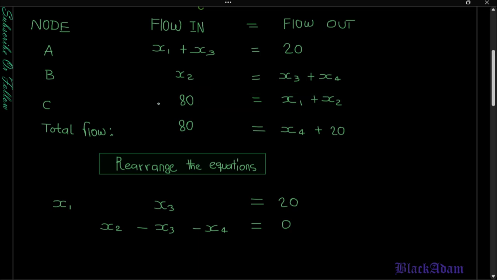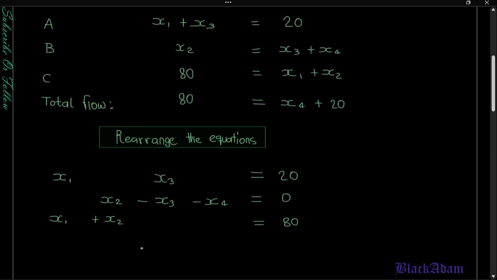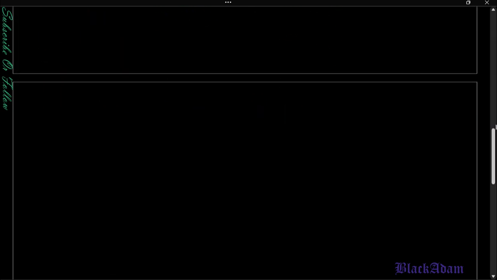And then the second equation will be x1 plus x2 gives us 80. That's how we put them in order. And then the total gives us that x4 is going to be 80, and then 20 goes to the left and becomes negative, so it's 80 minus 20 to give us 60. Alright, now we have rearranged them in the correct order.